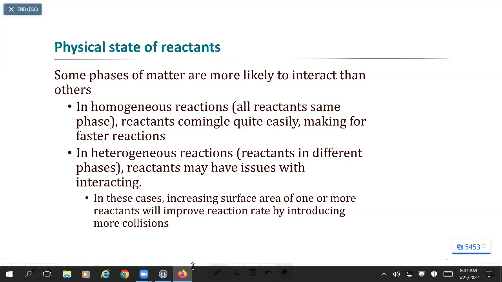So generally speaking, we're talking about solids or liquids here, increasing the surface area is the easiest way to increase the rate of those reactions. Now, in some cases, even with maximum surface area, we're still going to run into problems. Some reactions are just naturally slow.